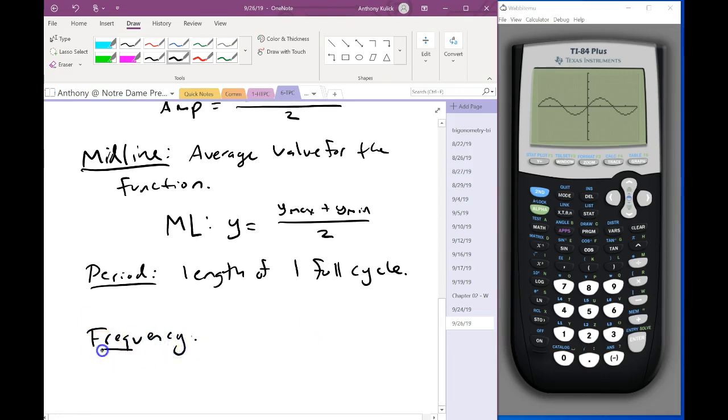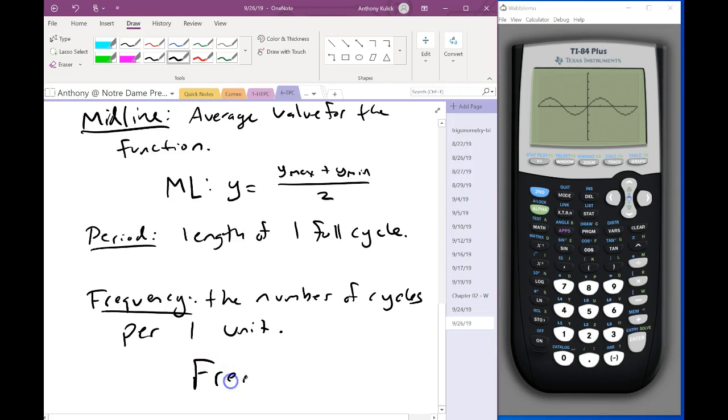And then the frequency is the number of cycles per 1 unit interval. Basically, what I want to remember here is that the frequency and the period are related because they are reciprocals. That's probably the more important way of thinking about that. We'll stop here because the bell's going to ring in just a moment, and I was able to finish those 4 definitions, so I'm pretty happy about that.